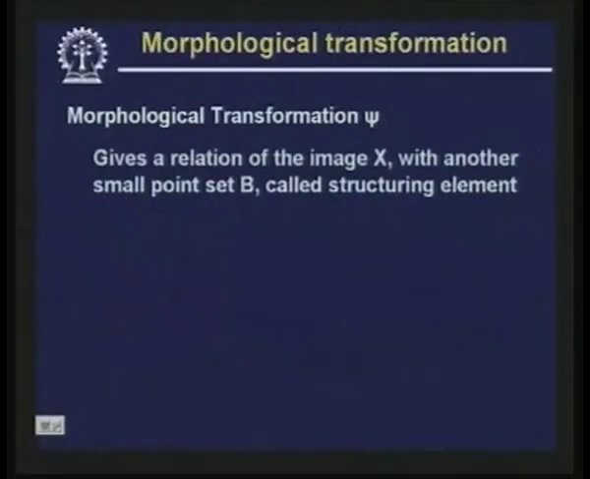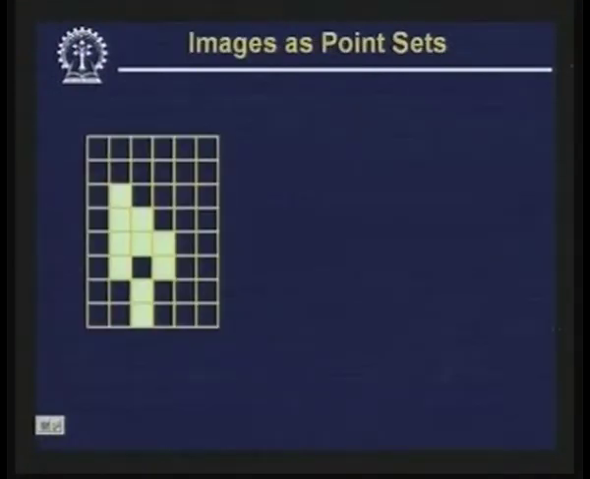Now, whenever we go for such mathematical morphology in image processing, or image morphology, the basic assumption is an image can be represented by a point set. That is, given an image, we can represent it by a set of points. What do we mean by that? Let us look at this particular figure. As you find, this is nothing but a binary image, where the shaded regions represent object pixels and the black regions represent the background pixels.